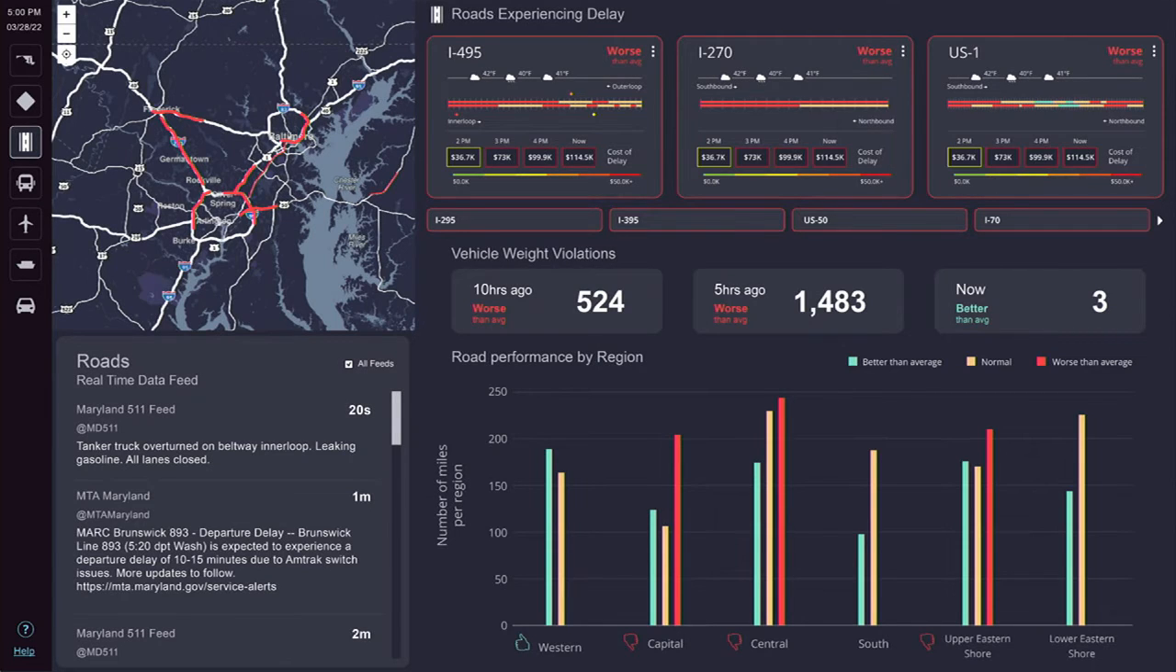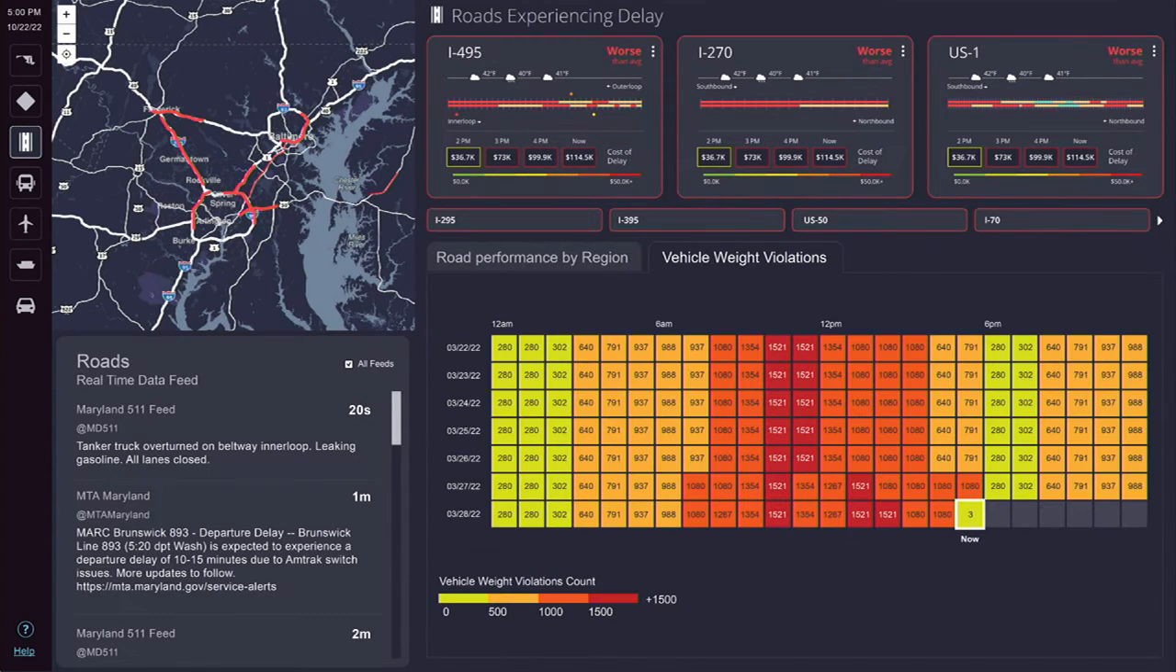Giving you individual numbers for those weight issues, or being able to look by hour of day for the last week and see how many violations there have been, and this can help them to target their enforcement activities, figure out where they should be focusing.